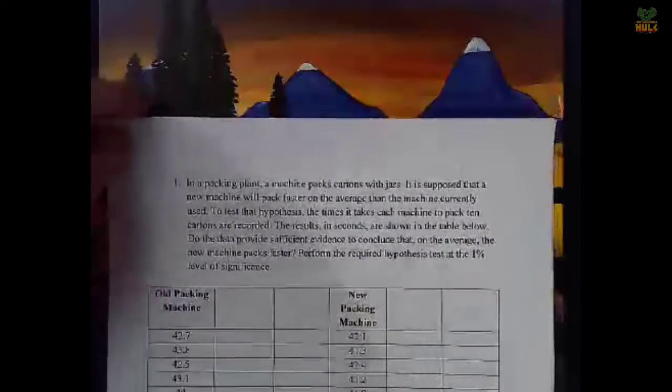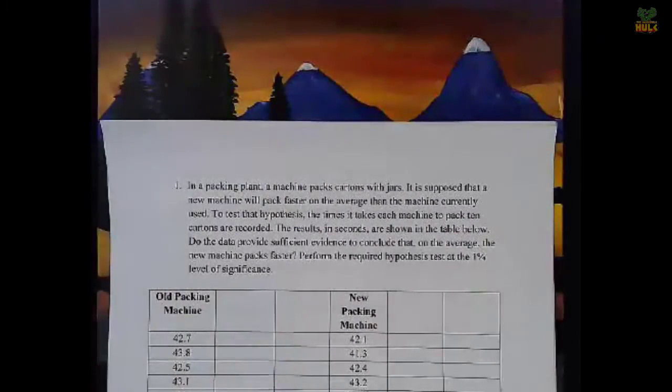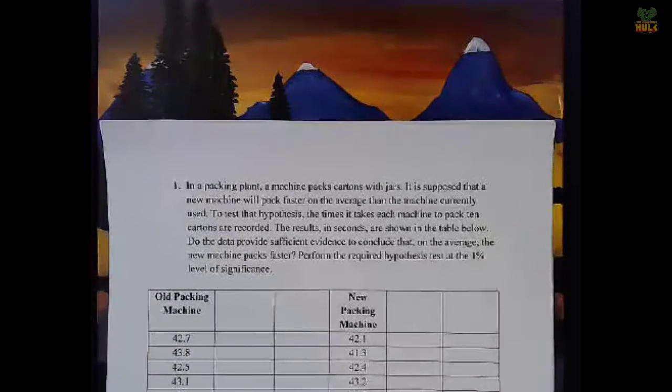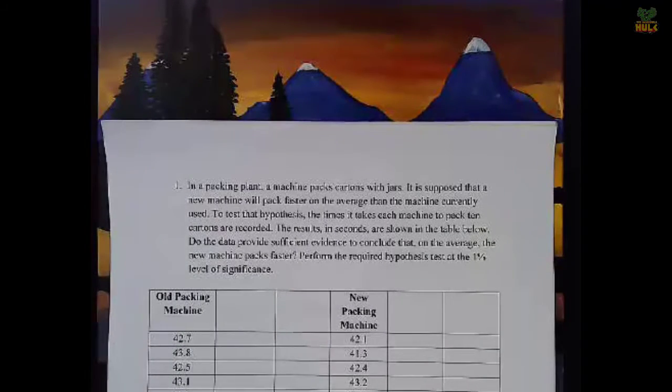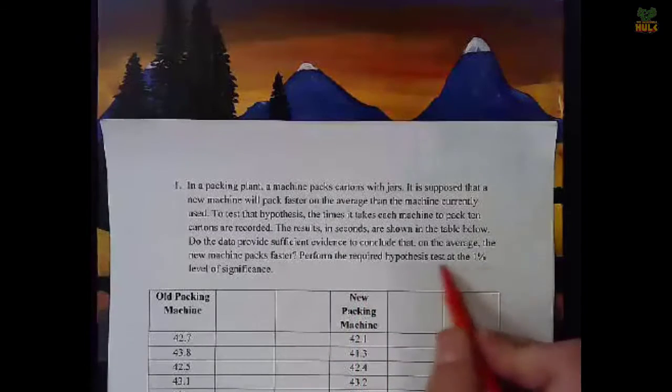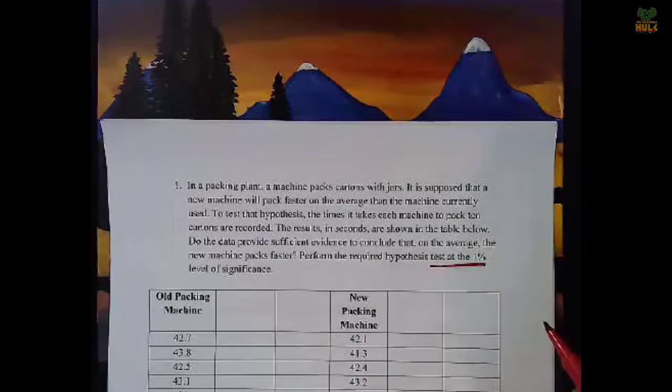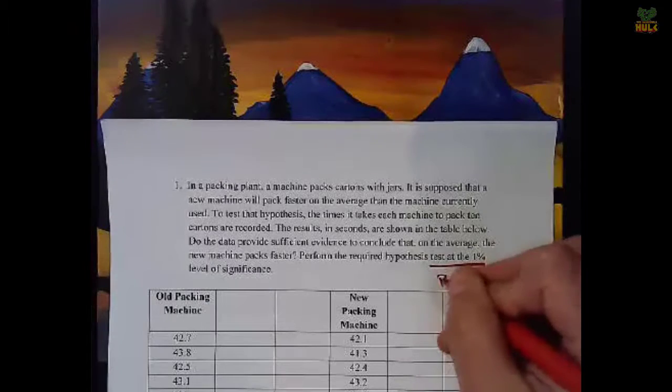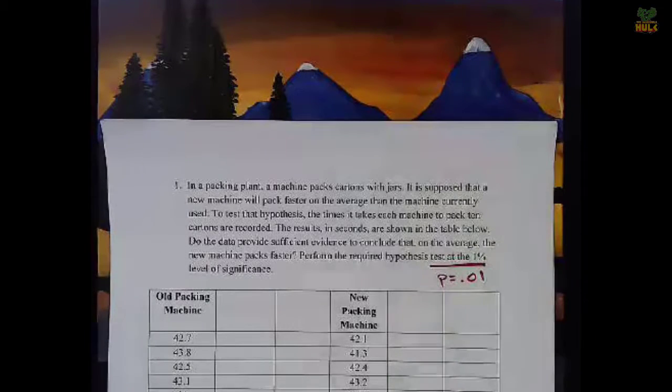Okay, in a packing plant, a machine packs cartons with jars. It is supposed that a new machine will pack faster on the average than the machine currently used. To test that hypothesis, the times it takes each machine to pack 10 cartons are recorded. The results in seconds are shown in the table below. Did the data provide sufficient evidence to conclude that, on the average, the new machine packs faster? Here we're also told, perform the required hypothesis test at the 1% significance level, so a p equals 0.01.